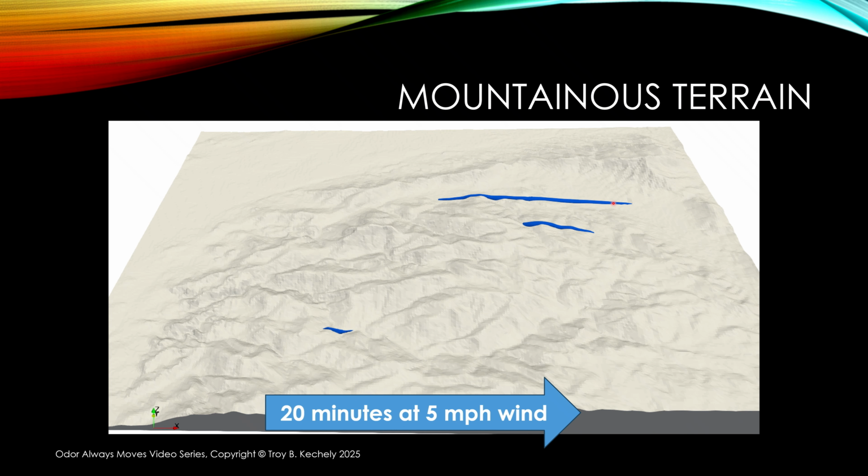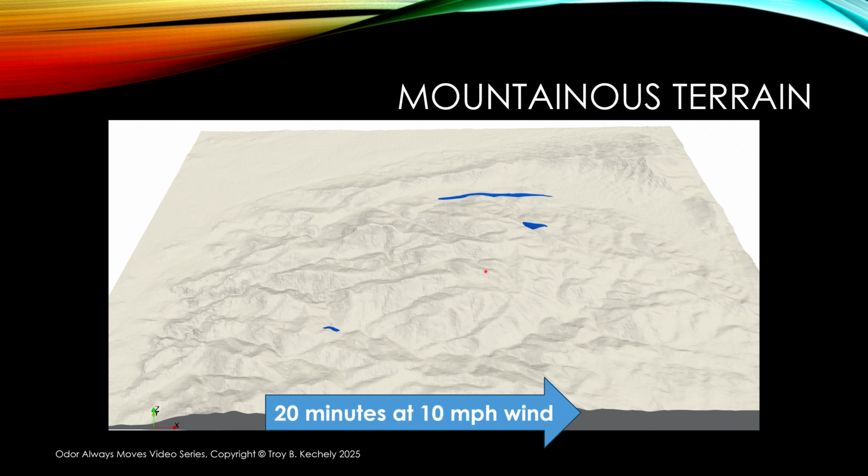Then at 5 miles per hour, you see it start to pull back. This change in wind velocity and the turbulence caused by the terrain pulls that odor plume back quite a bit. This one reduces by almost half, and this one is probably down to about 2/3 of what it was, if not more. And then at 10 miles per hour, this one constrains again. It's pretty localized in terms of that concentration level.